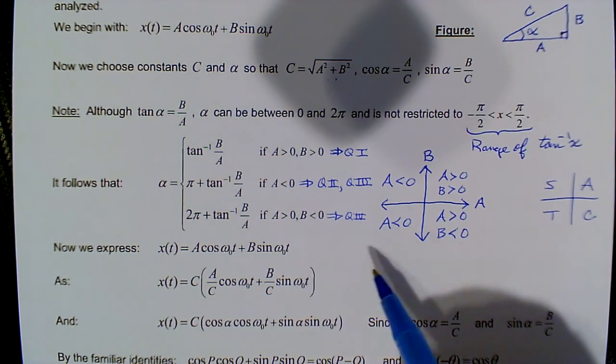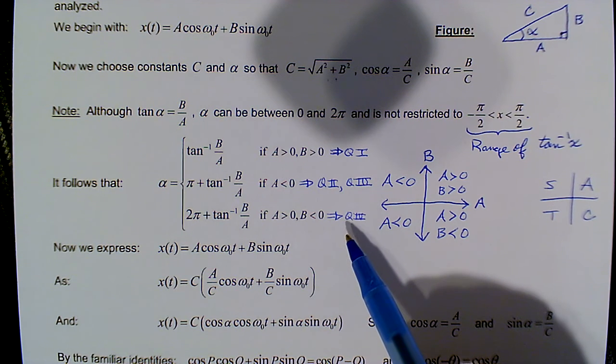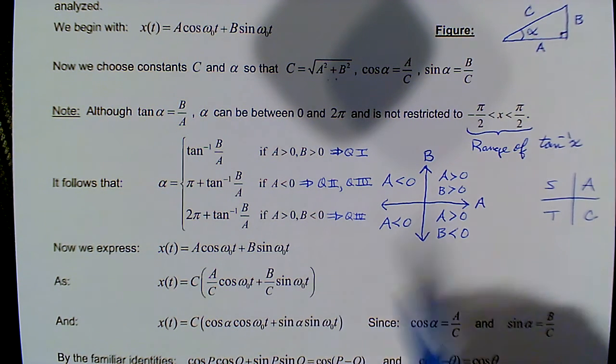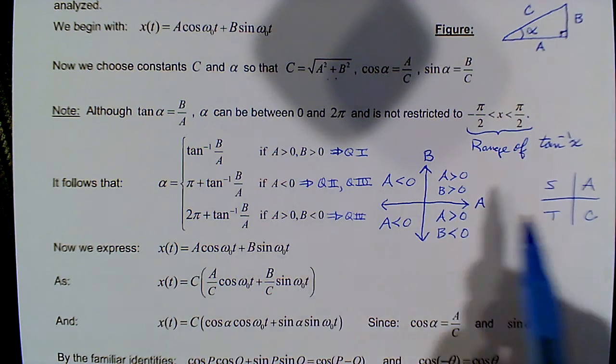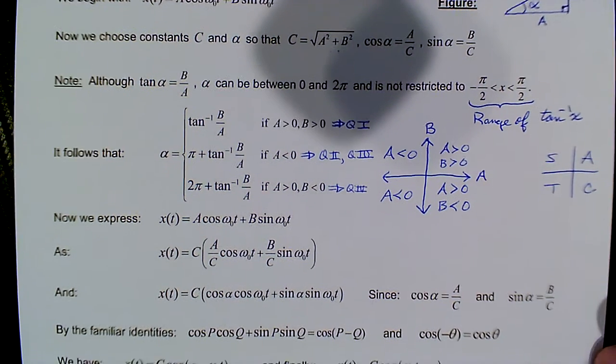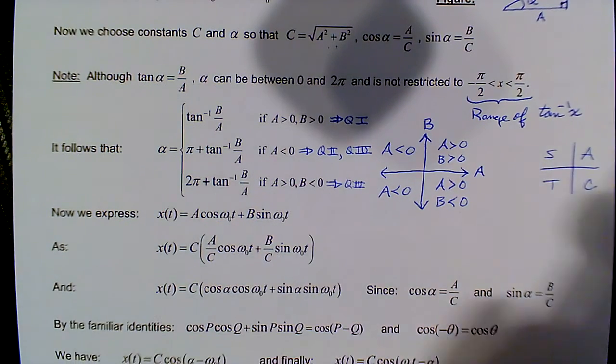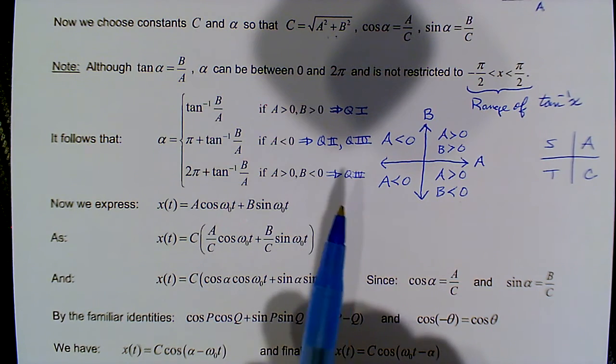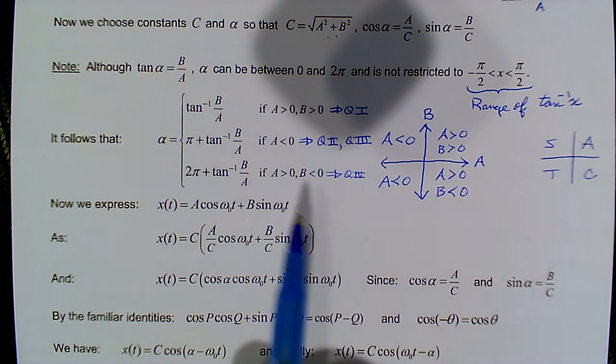Now, you could do it this way. This is what the textbook does. But the way I did it earlier is I took the absolute value and found the reference angle, and then based on the quadrant, determined what the actual angle was. So if you want to use these formulas, that's fine.